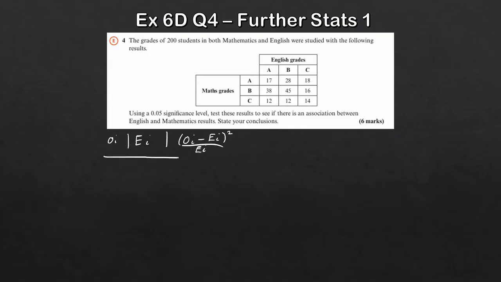So my observed values, if I go from left to right here, were 17, 28, 18. Same again across the next row: 38, 45, 16, and then finally 12, 12, 14. Okay, I'm actually nearly running out of room.